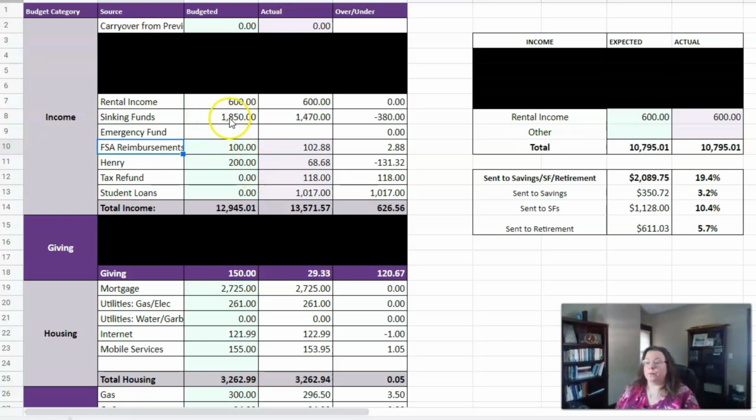And so when you look here, on sinking funds, we planned on using 1,850. We actually didn't use all of that. It was only 1,470. We didn't use anything out of the emergency fund.